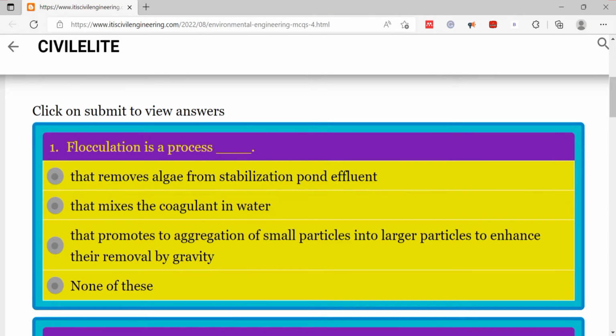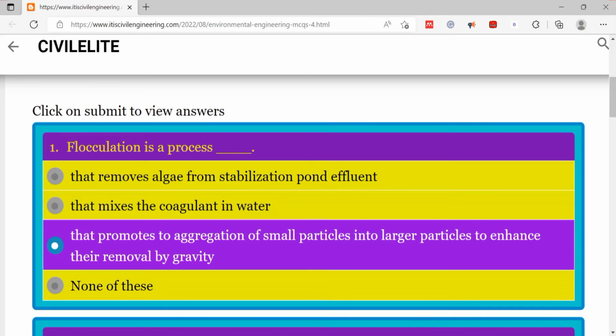Flocculation is a process. Flocculation is a process that promotes aggregation of the small particles into larger particles to enhance their removal by gravity. That is, the small particles aggregate into the larger particles so that they can be removed by gravity.